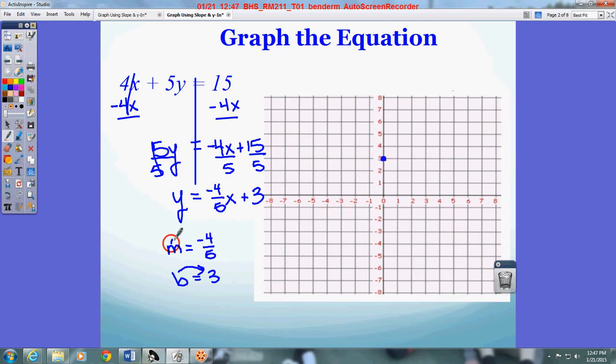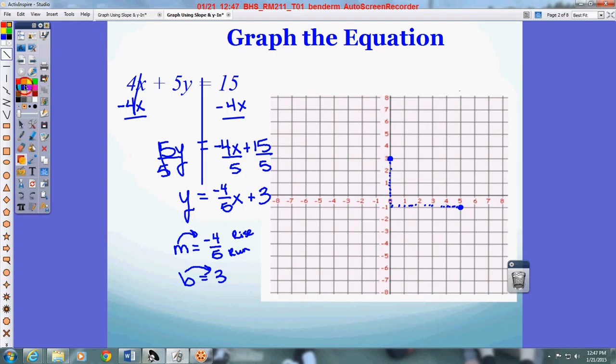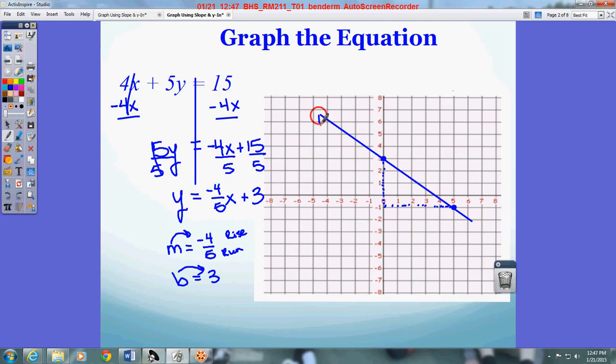And I'm going to move this way. I'm going to rise negative 4, so I'm actually going to go down 4. 1, 2, 3, 4. And I'm going to run 5 in the positive direction. 1, 2, 3, 4, 5. And there's my dot. And again, you could do more if you want. You only really need those 2 dots to draw a straight line. So draw your line and add your arrows.